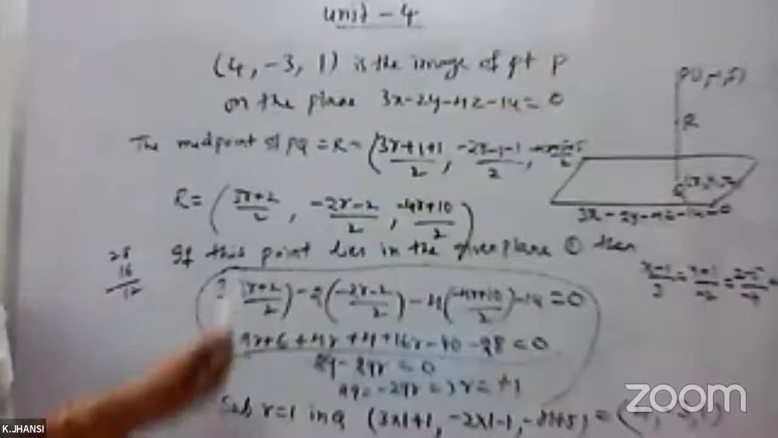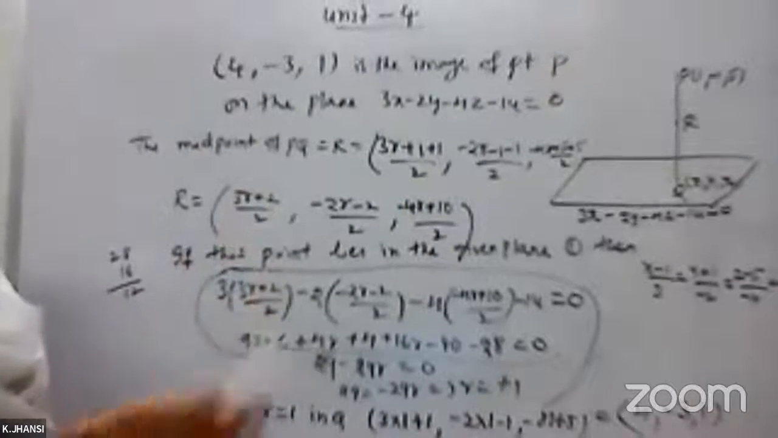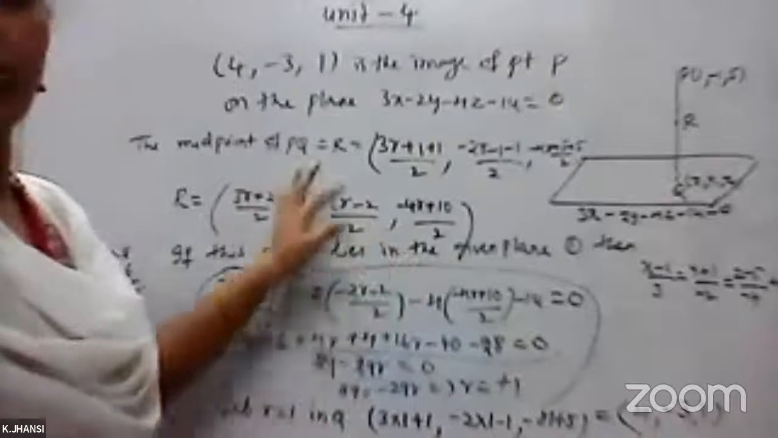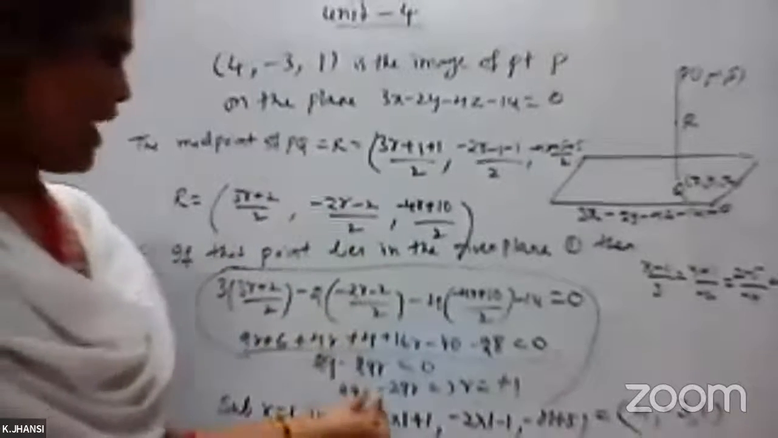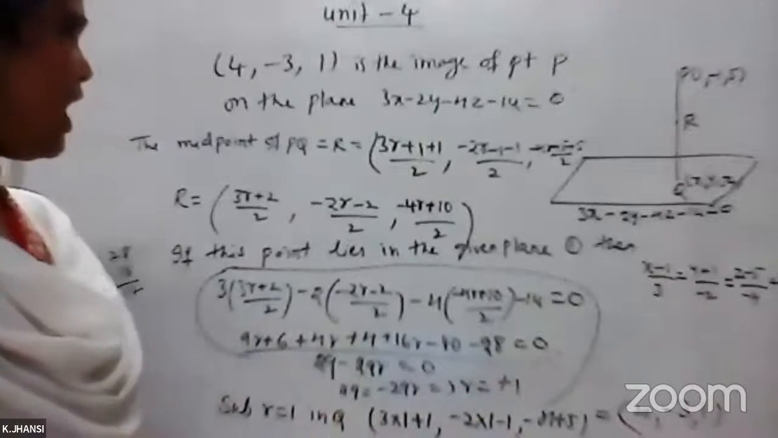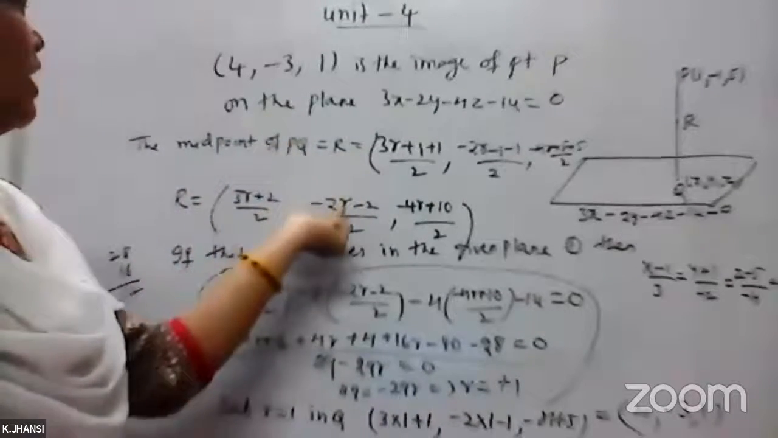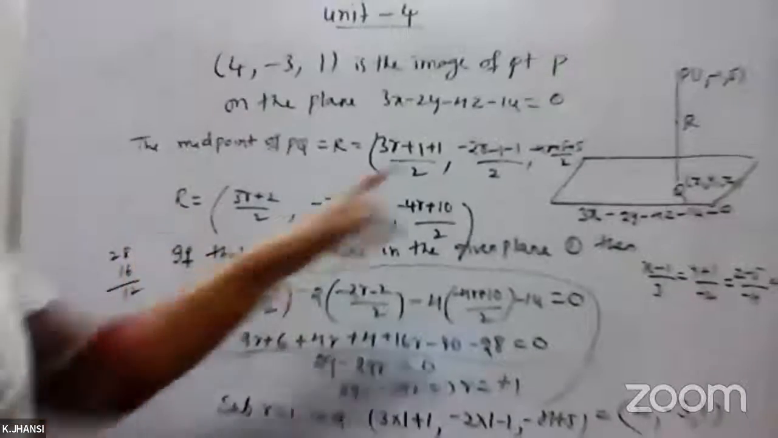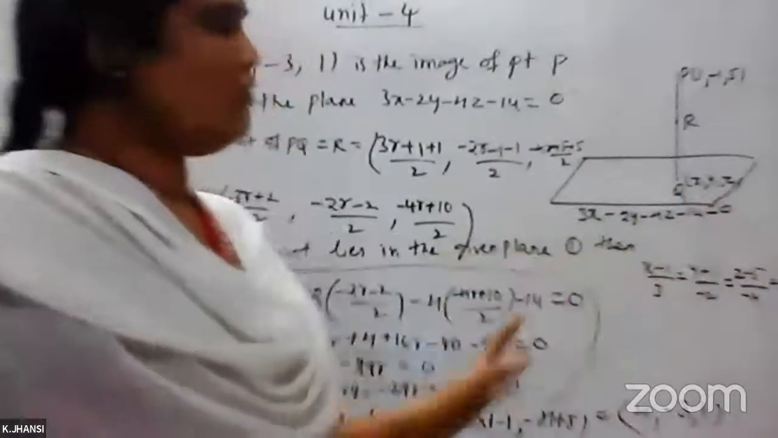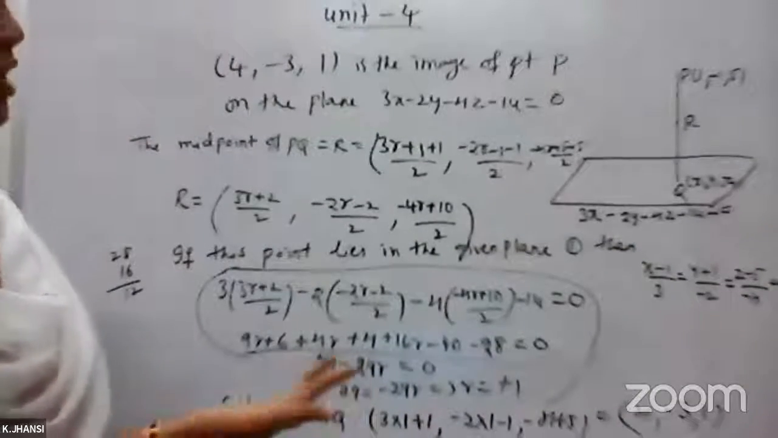Okay, so the procedure, I think you have understood. Somewhere here just do the calculation part one more time. The thing is at last you have to get the R value as 1. When you get the R value as 1, substitute that in the Q value. Then you will get Q, the image of point P on the plane. If you understand the procedure, then you can solve the problem.